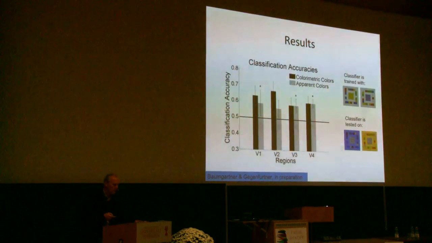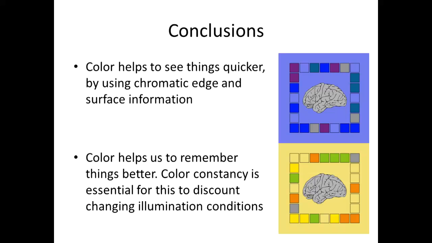So to conclude, overall, I hope that I've convinced you that color information really helps us to see things quicker by using chromatic edge and surface information, and that color helps us to remember things better, and that color constancy is essential for this to discount changing illumination conditions.